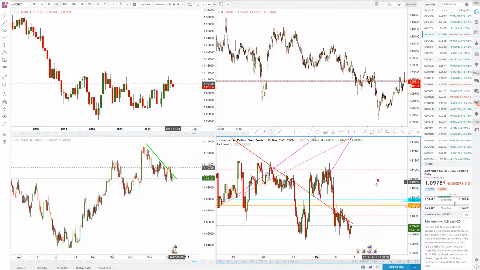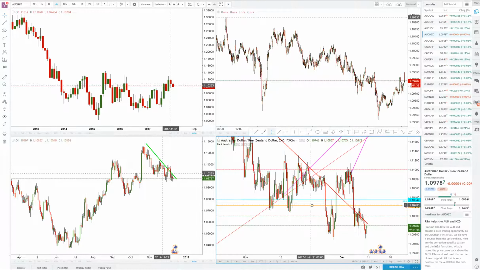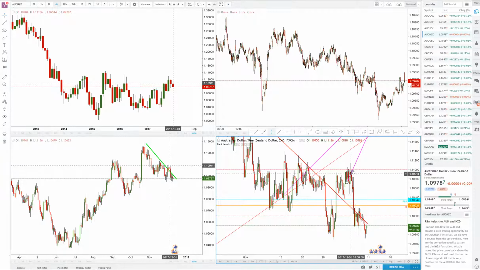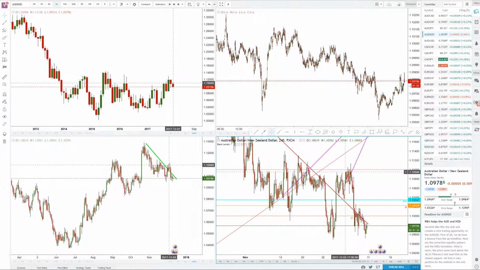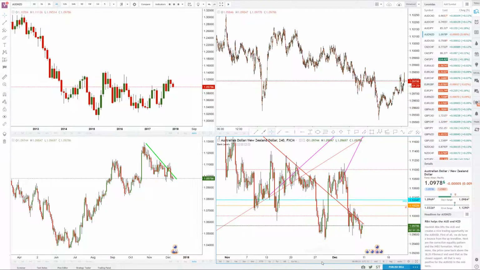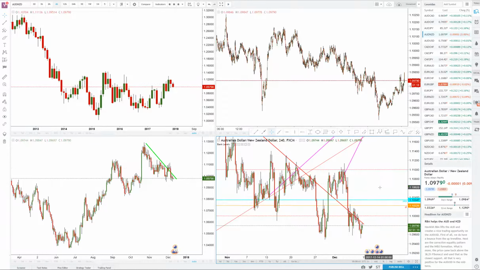And AN broke out, broke through this trend line, pulled back, moved up, and just failed to go higher, and it went down again and tested these lows, and now trying to bounce. So I think there was an interest rate decision on Australian dollar last week, so we moved lower on that.